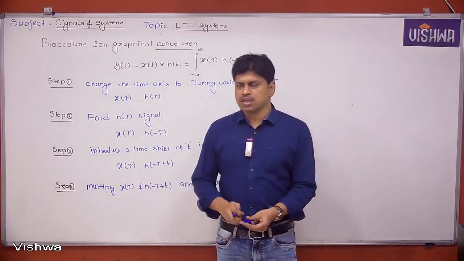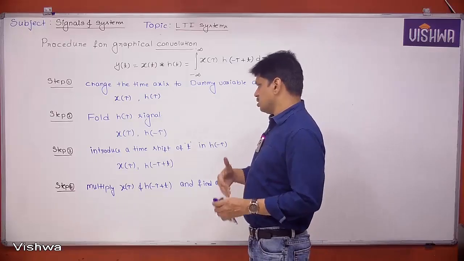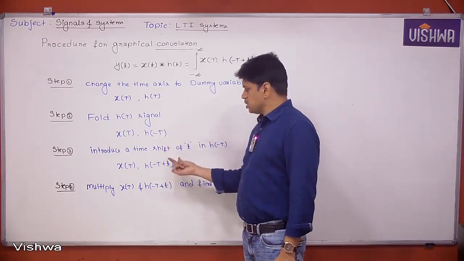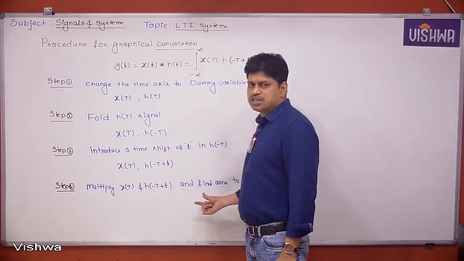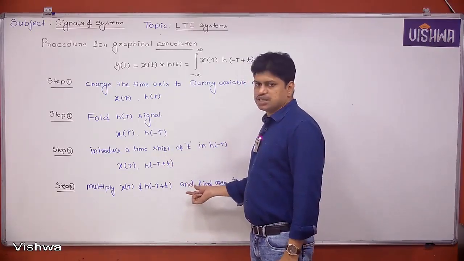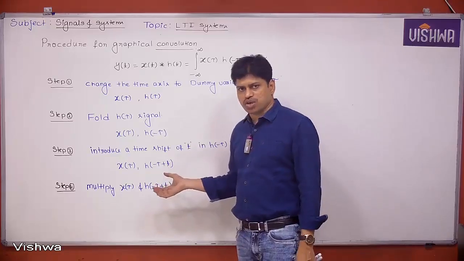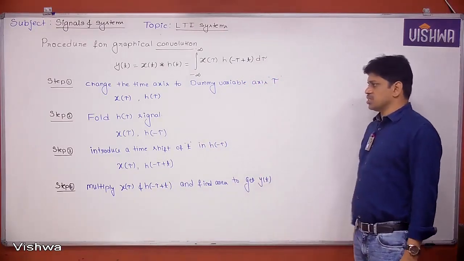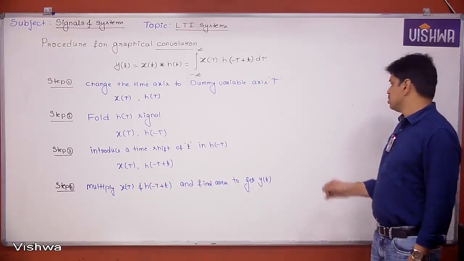So in simple terms, I can say there are only a few steps we have to follow. What are they? Folding, shifting, multiplication, area. These are the steps we have to follow in the graphical procedure. First take down these steps. Then we will see one example.